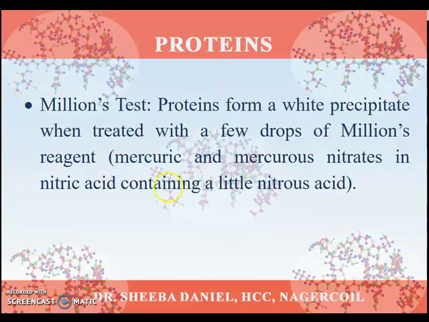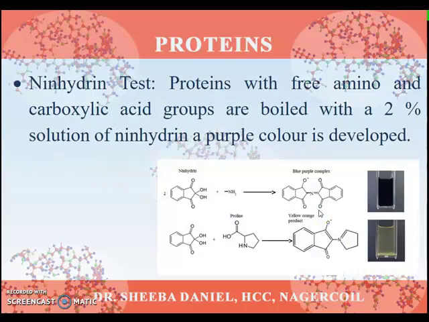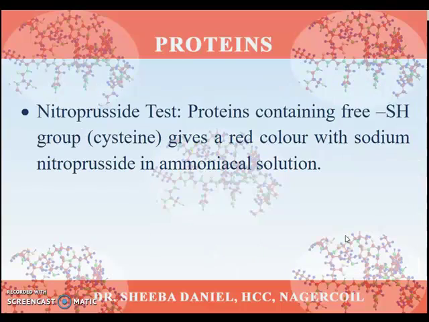The next test is the Millon's test. Proteins form a white precipitate when treated with a few drops of Millon's reagent. Millon's reagent is mercuric and mercurous nitrates in nitric acid containing a little nitrous acid. The next test is the ninhydrin test. Proteins with free amino and carboxylic acid groups are boiled with a 2% solution of ninhydrin. A purple color is developed. So this is the ninhydrin test.